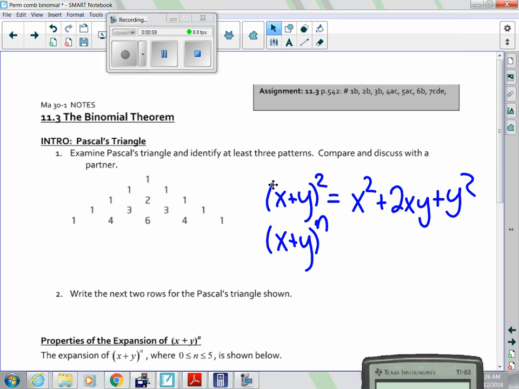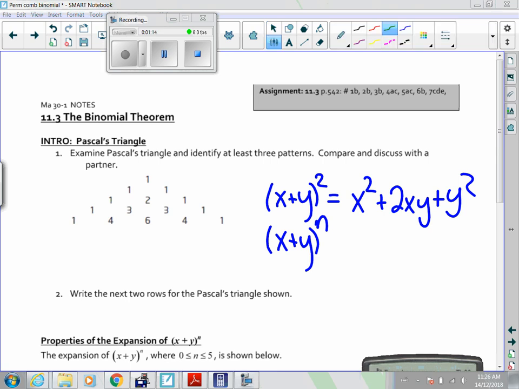So what we're going to do is use Pascal's triangle. Pascal's triangle is named after a guy named Blaise Pascal, a Frenchman, who came up with this really cool pattern. Now I'm going to write the next rows of Pascal's triangle. We went through this in class, so hopefully you can see the patterns. We'll go through the patterns here in a minute.